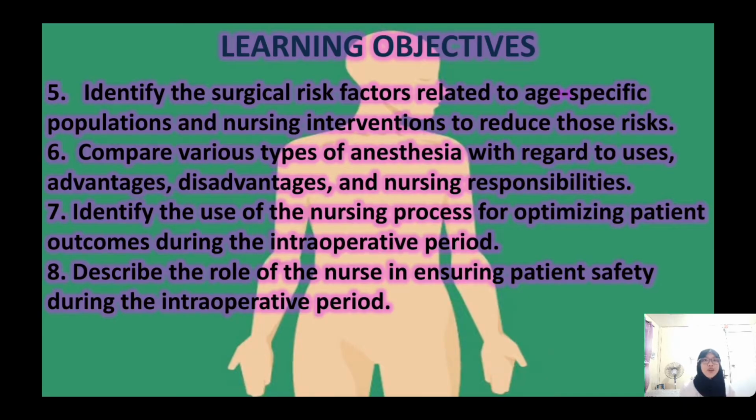And of course, to identify the surgical risk factors related to the age-specific population and nursing interventions to reduce this risk. Compare various types of anesthesia with regard to uses, advantages, disadvantages, and nursing responsibilities, and identify the use of nursing process for optimizing patient outcomes during the intraoperative period. Describe the role of nurses in ensuring patient safety during the intraoperative period.